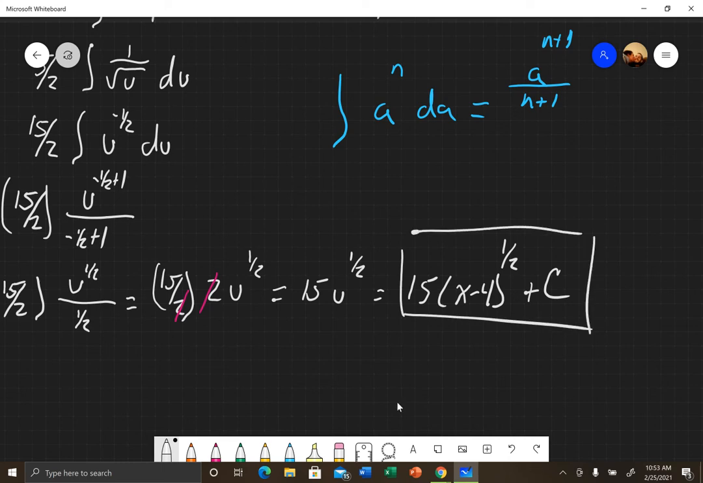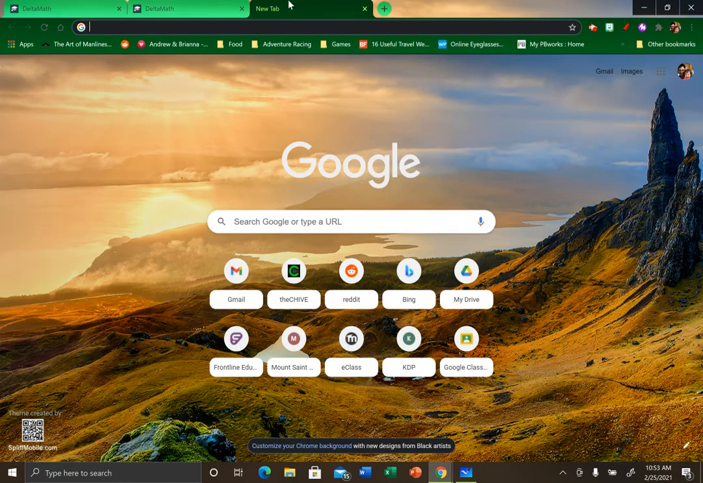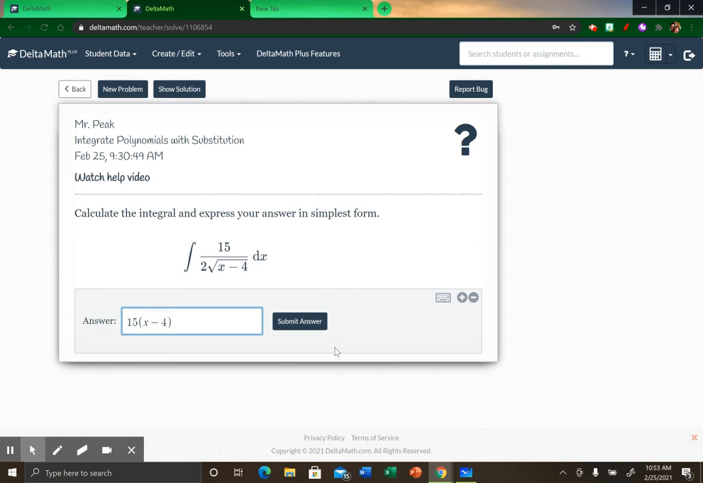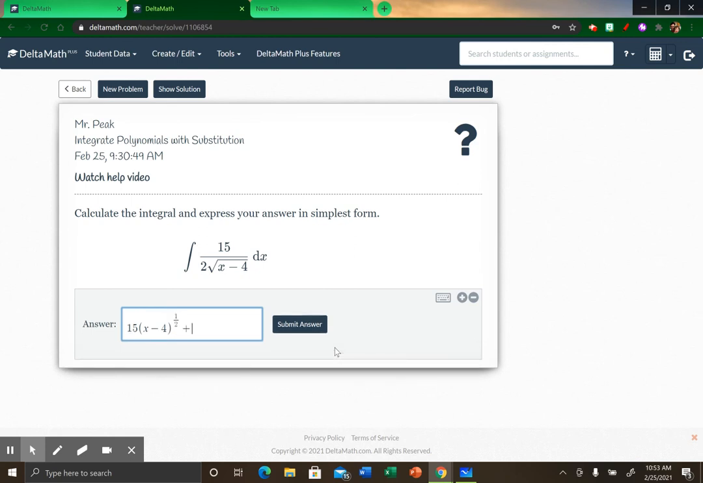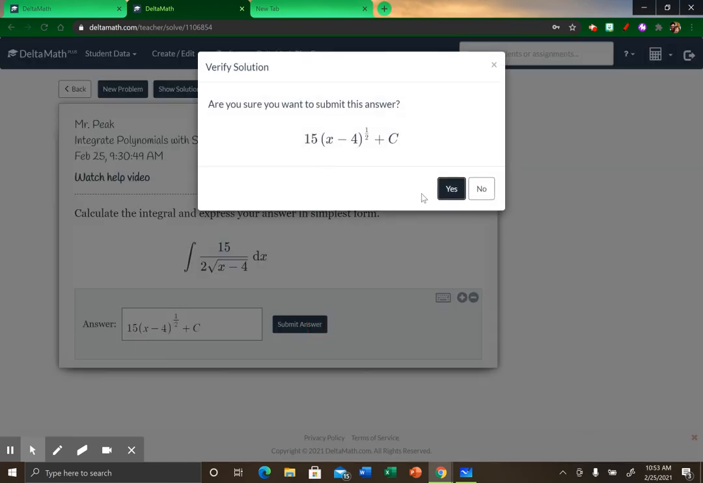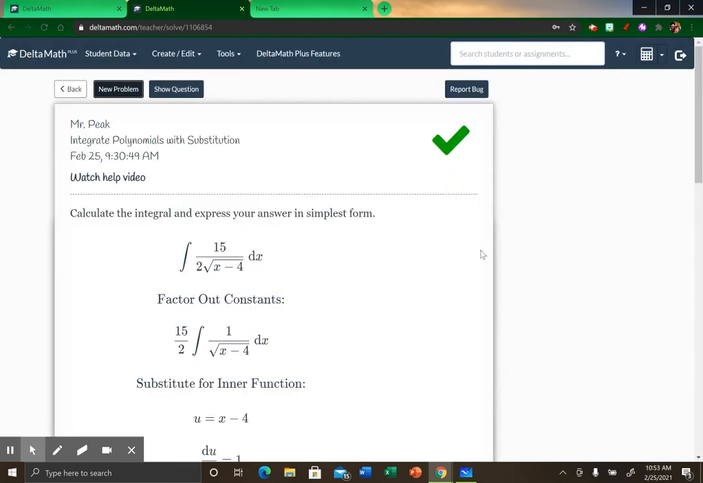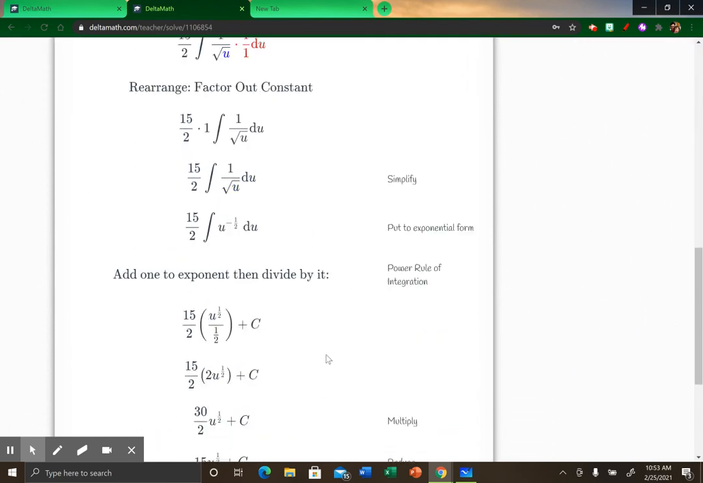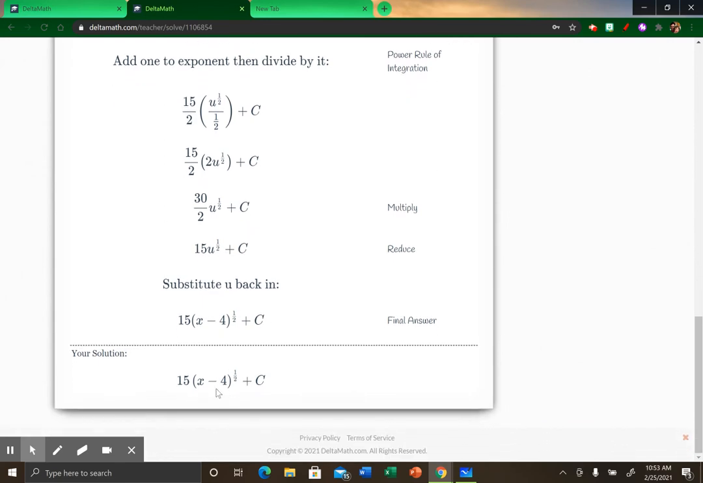Okay. Now, like I did on the other video, I want to take us over to Delta Math real quick and just plug this equation in. So here's our original integration of 15 over 2 square root of x minus 4 with respect to x. And what we came up with was 15 parentheses of x minus 4 raised to the 1/2 plus c. For sure, and there we go. Again, we've got inner function, derivatives, and everything is good to go. Okay, 15 times (x minus 4) to the 1/2 plus c.